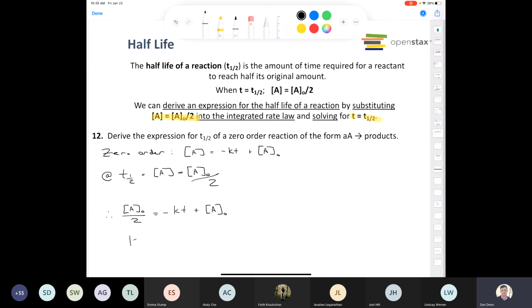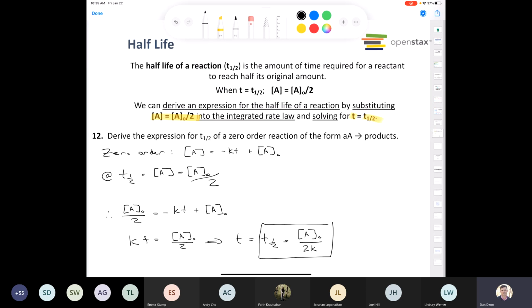All right, that means that kt is going to be equal to the initial concentration divided by 2, which means that t, which is equal to t1/2, the half-life, is going to be equal to the initial concentration divided by 2 times the rate constant. And there's our expression for a half-life for a zero-order reaction.